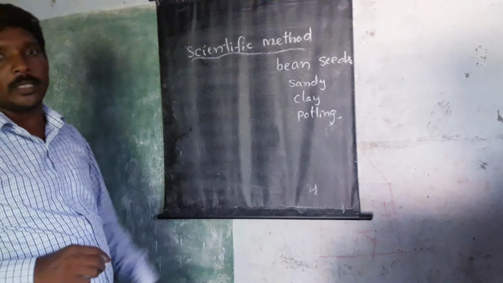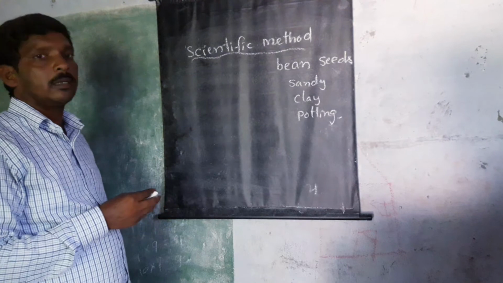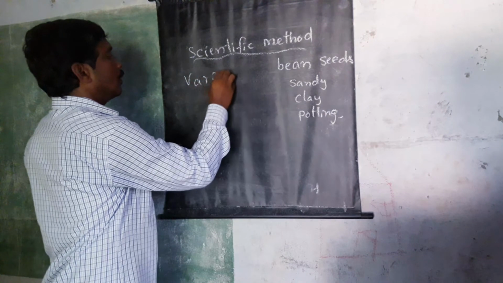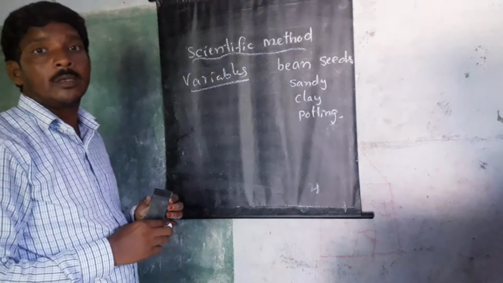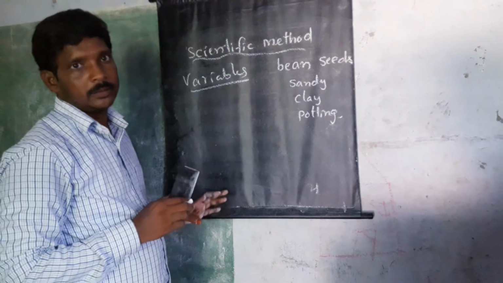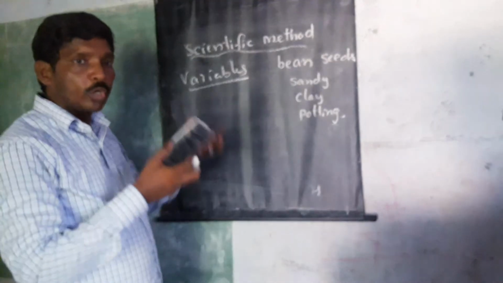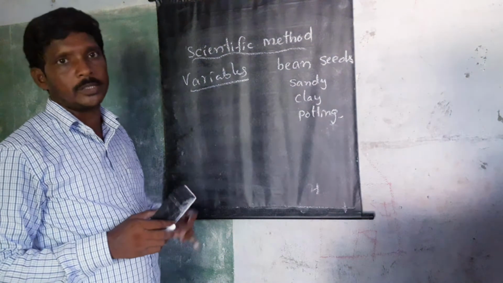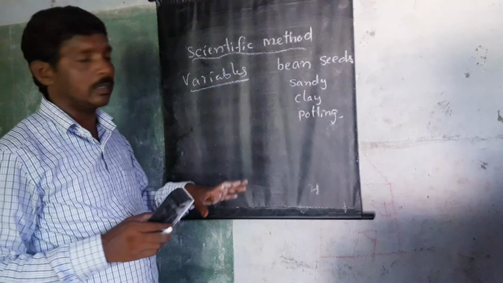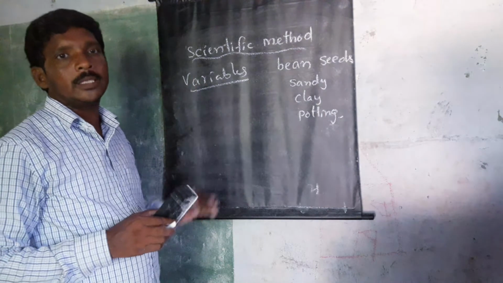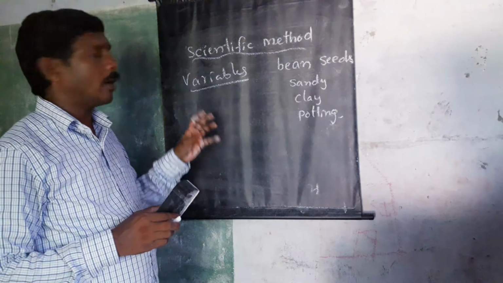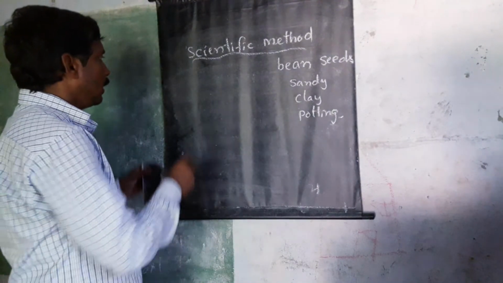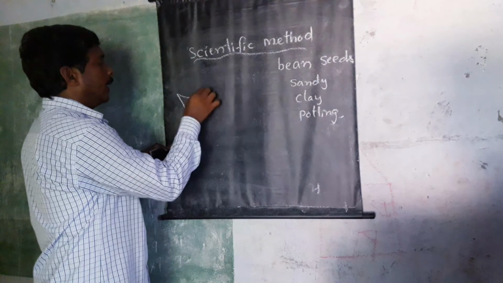Now, plan an experiment. Some factors influence the experiment. These are called variables. Variables means any factor that can disturb the experiment. In this experiment, the variables are sunlight, water, temperature, and such factors. We control the variables.